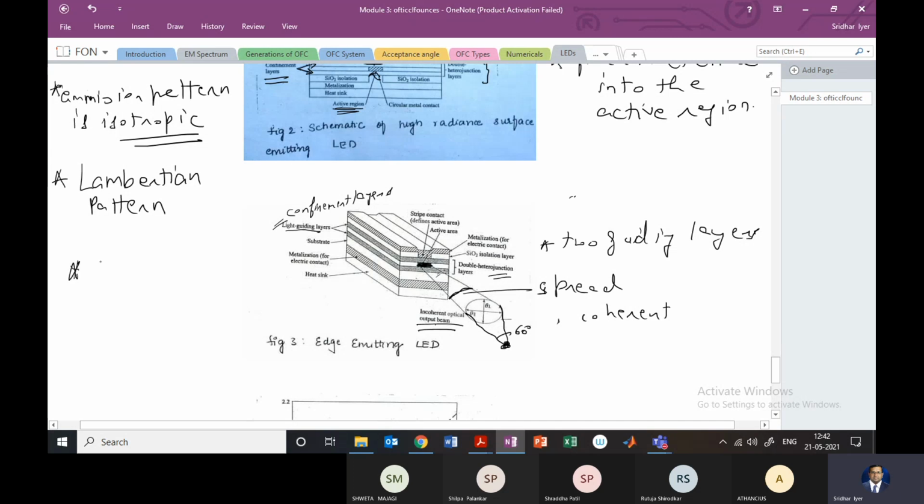The core diameter here will be somewhere between 50 to 100 micrometers, and the width or the thickness will be somewhere around 50 to 70 micrometers. This will be the thickness.